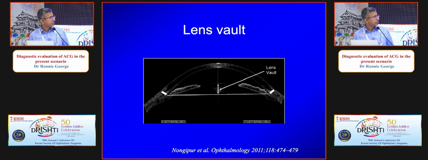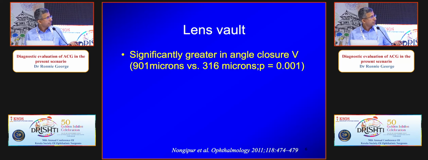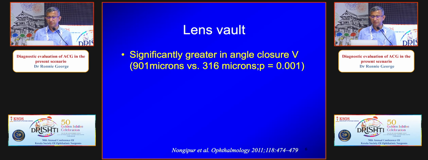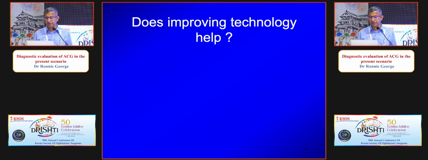The problem is that we don't really have well-defined cutoffs for this, but this is an additional piece of information that you can use. In fact, this paper that looked at angle closure versus normals had an almost 600 micron difference in lens vault between the two groups. This is what I was talking to you about in terms of it overcalling angle closure. It correctly identified almost all patients who had narrow angles on gonioscopy, but it diagnosed 50% of those who had open angles on gonioscopy as narrow, which is why we don't use it routinely in the clinic.